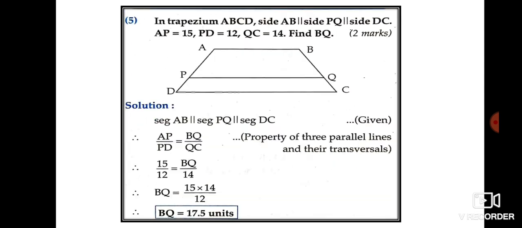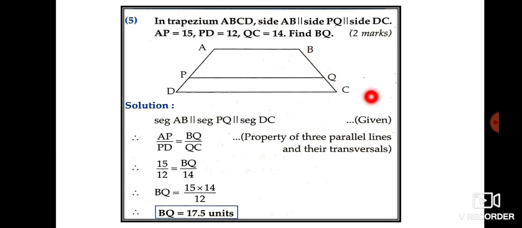Okay, the fifth sum. In the trapezium ABCD, you know in a trapezium one side is always parallel. You have AB parallel to PQ parallel to DC. They have given the values: AP is 15, PD is 12, and QC is 14. They are asking you to find BC.